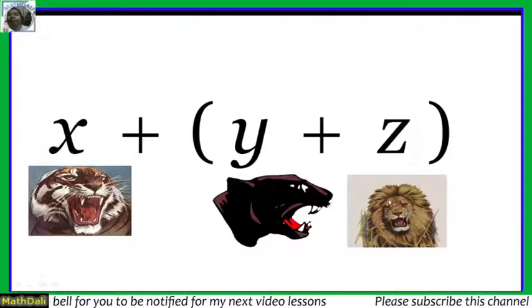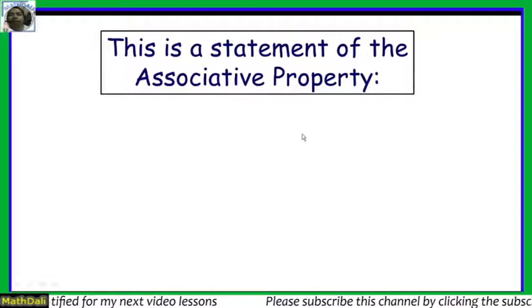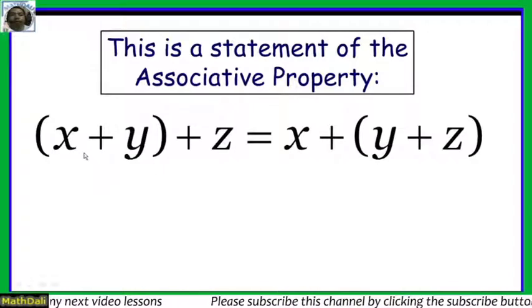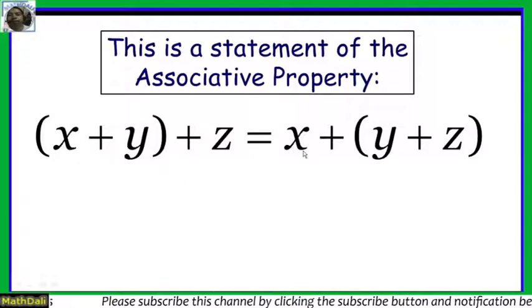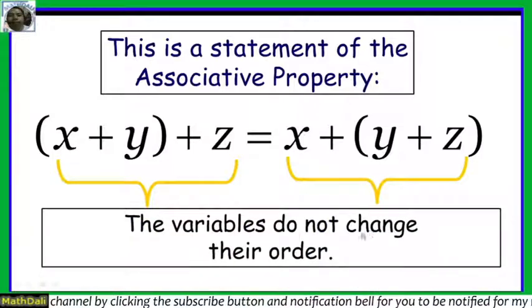So, yan. This is a statement of the associative property. The quantity x plus y, plus z is the same as x plus the quantity y plus z. Take note also that the variables do not change their order.